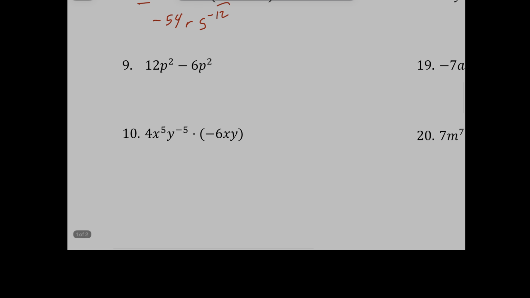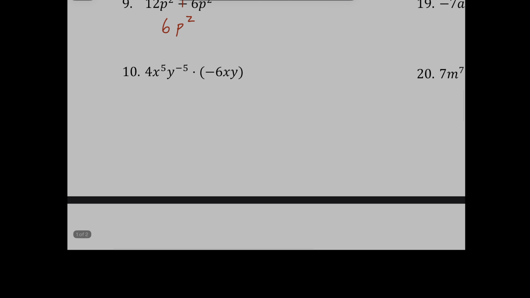That's correct. Ooh, look at 9. That's a subtraction problem. Add a line, change the sign. Hey, they're the same. So 12 plus a -6 is a +6p squared. Remember, when I add or subtract, really, I just copy the exponent.